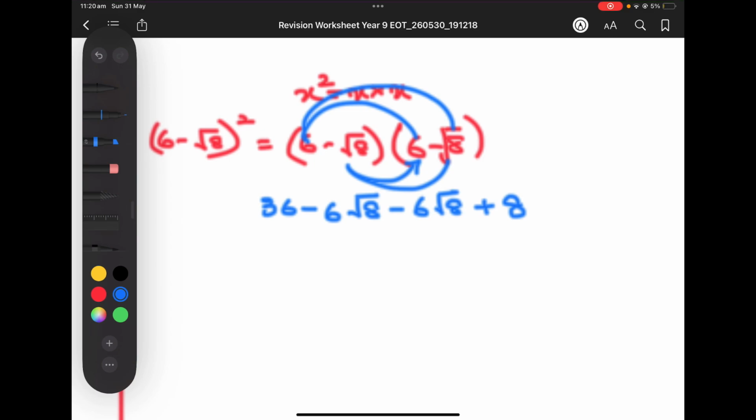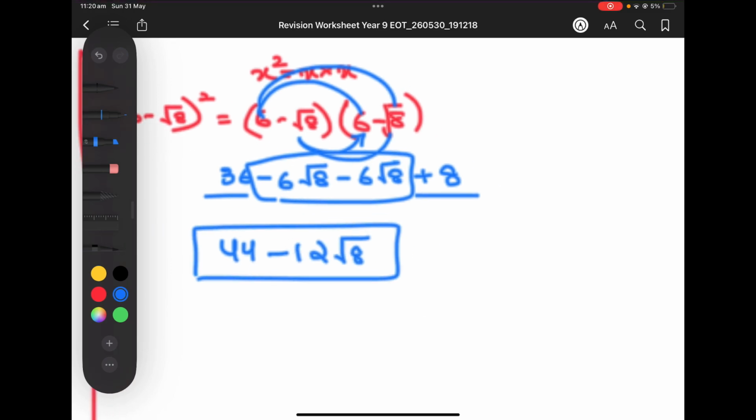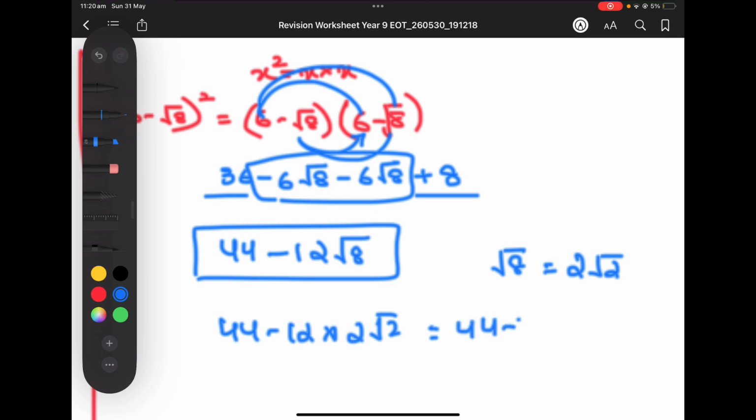Now this and this will add together, that becomes 44. And then these both will add together, minus 12 root 8. Till here you get the same term, and then root 8 can be written as 2 root 2. So it will be written 44 minus 12 times 2 root 2, that is equal to 44 minus 24 root 2 is what you get.